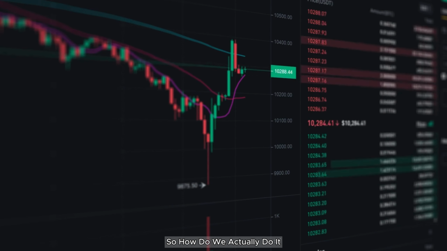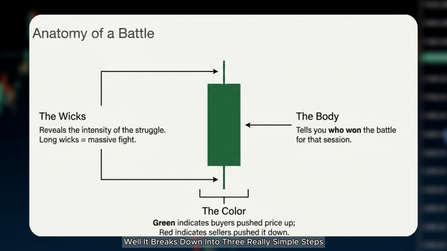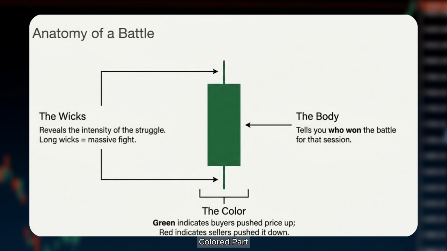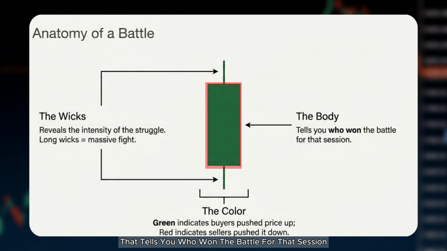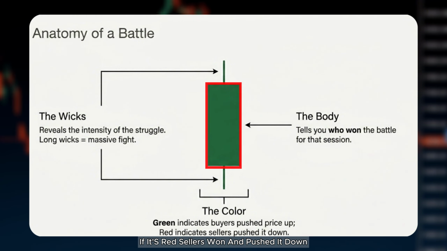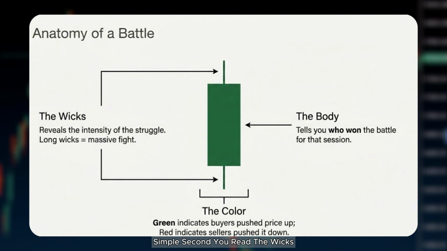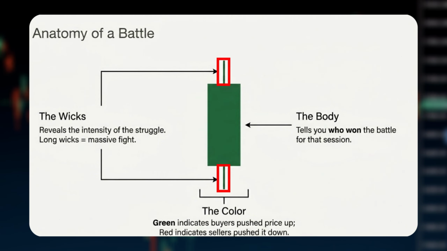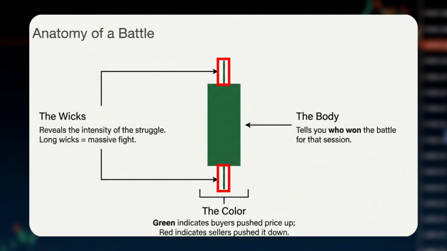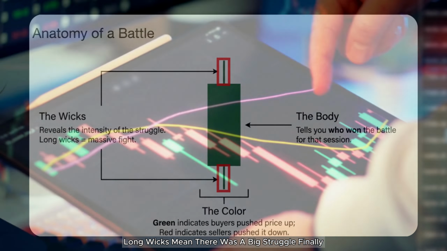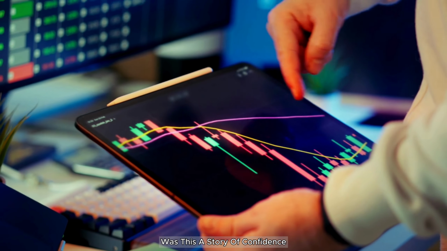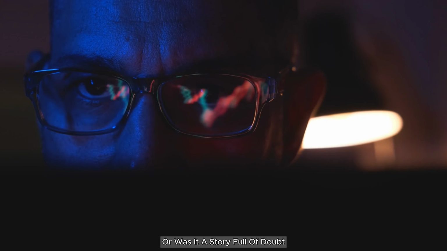So how do we actually do it? Well, it breaks down into three really simple steps. First, you look at the body, the thick colored part. That tells you who won the battle for that session. If it's green, buyers won and pushed the price up. If it's red, sellers won and pushed it down. Simple. Second, you read the wicks, those thin little lines sticking out. They show you how intense the fight was. Long wicks mean there was a big struggle. Finally, you put it all together to understand the psychology. Was this a story of confidence, or was it a story full of doubt?